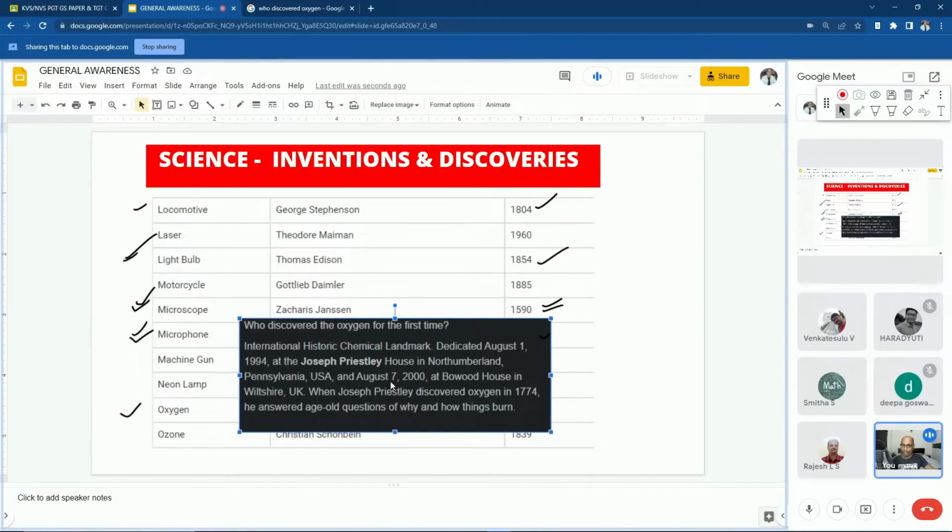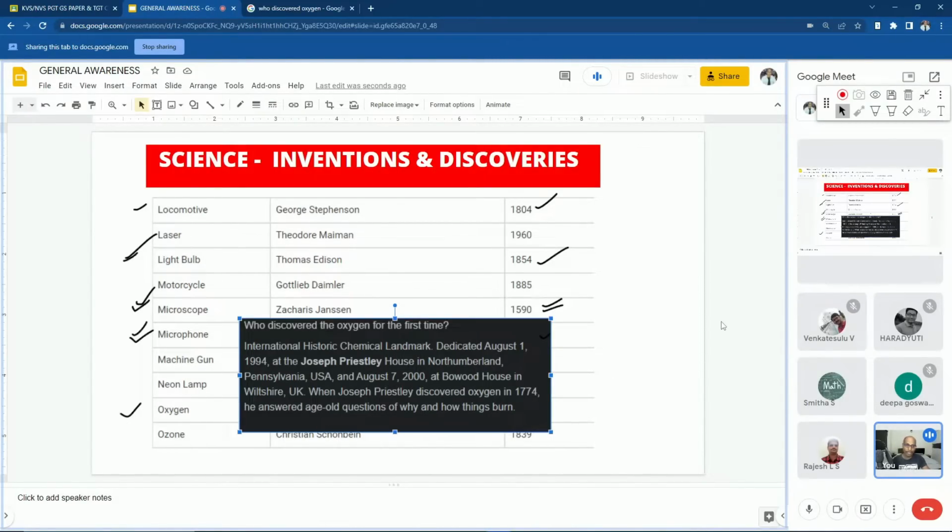So according to Wikipedia or Google, who discovered oxygen for the first time? International Historic Chemical Landmark, dedicated August 1st, 1994 at the Joseph Priestley House in Northumberland, Pennsylvania. So Joseph Priestley discovered oxygen in 1774. He answered the age-old question of why and how things burn.